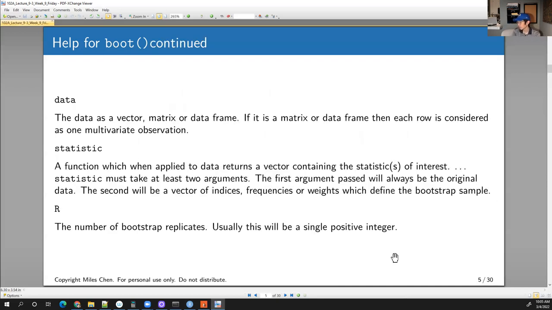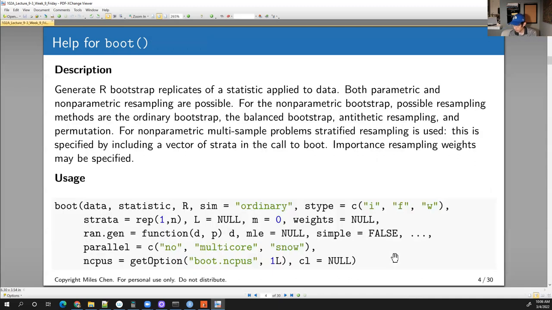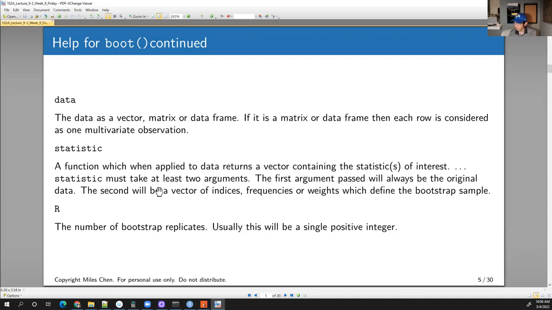So the required arguments are the data, which is generally going to be a data frame, but it could also be a vector or matrix. If it's a data frame, then each row would be considered one observation, a kind of multivariate observation. The statistic is an arbitrary function that, when applied to the data, returns a vector containing the statistic or statistics of interest. So it's going to return some value, generally the one value you're looking for.